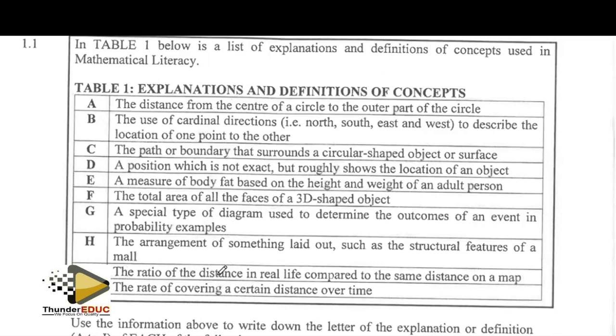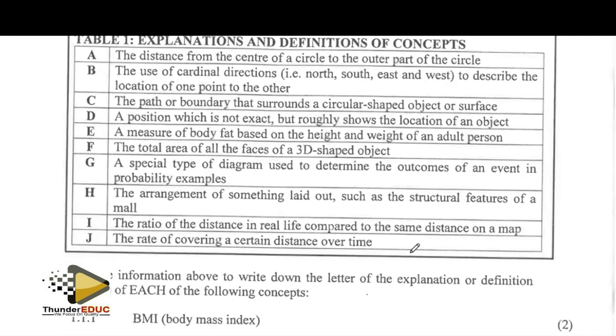I, the ratio of the distance in real life compared to the distance on the map. J, the rate of covering a certain distance over time. When we just look at this, when you're answering, this is speed, because we have distance and time, and remember, this is a rate. A ratio, this is supposed to be a scale.